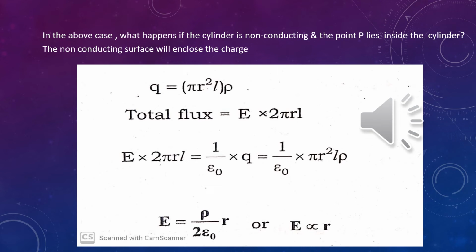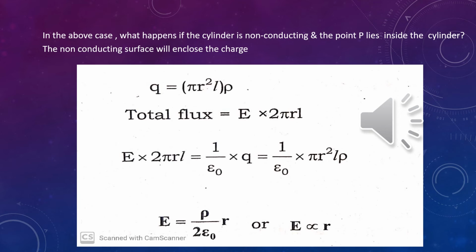If the cylinder is non-conducting and the point P is lying inside the cylinder, what happens? We told that if the cylinder was conducting, the electric field inside the cylinder was 0 because the net charge inside the cylinder was 0. Now coming to the non-conducting cylinder, the net charge is not 0. The cylinder will enclose some charge, which is equal to pi r squared L into rho. Rho is the volume charge density and pi r squared L is the volume. That is, Q is equal to V into rho.